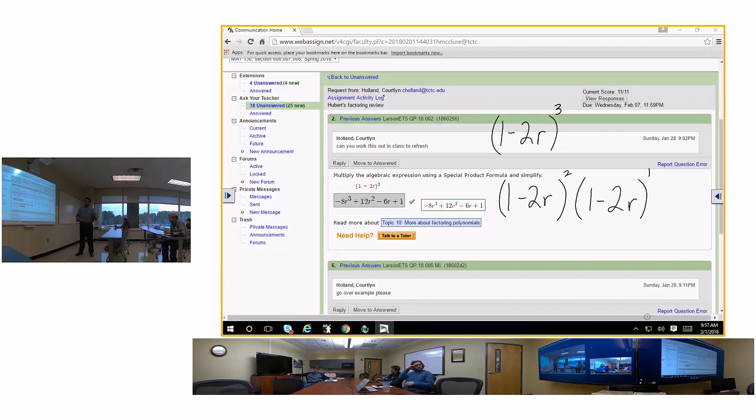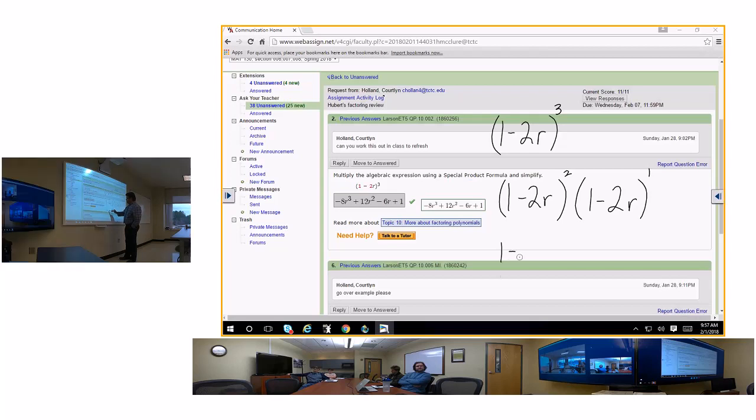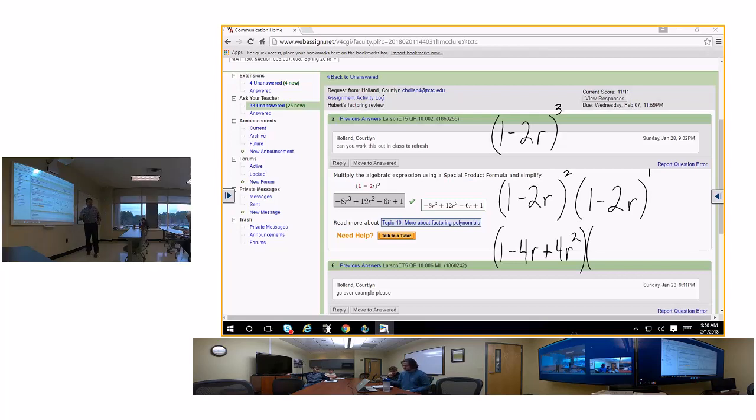Foil it. Shortcut number what? 2. Which is 1 minus 4r plus 4r squared, times, oh, I'm sorry, some of y'all might be doing the reverse, might be doing the FOIL. I'll wait for y'all. Anybody doing the FOIL method? You shouldn't have to. You should go to the shortcuts, because on a factoring test, or if you've got a lot of factoring or a lot of multiplying, the shortcuts are the way to go, because it takes too long to do the FOIL method. And then 1 minus 2r.